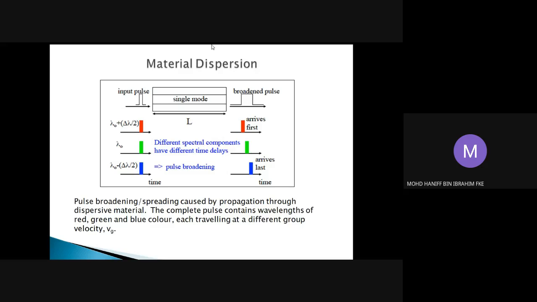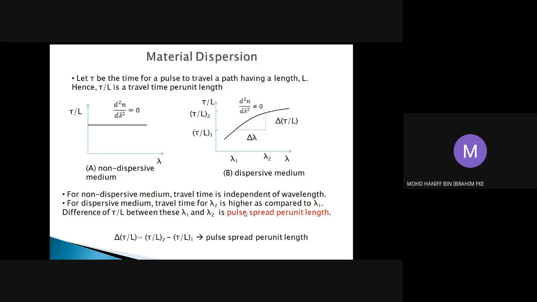This is what I mentioned here, that the pulse spreading or pulse broadening is caused by propagation through dispersive material. This is what we call a dispersive material, because different lambda will give different n. Okay, so now we come to the mathematics. We have understood the concept very well, so we are now going to get the equations that shall be used to describe the modal dispersion phenomena.